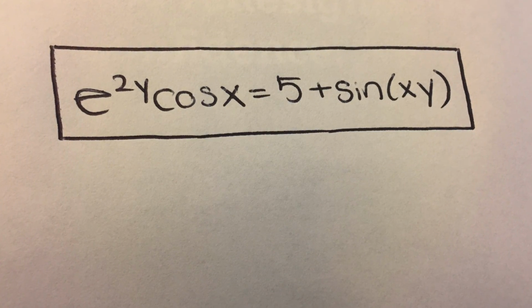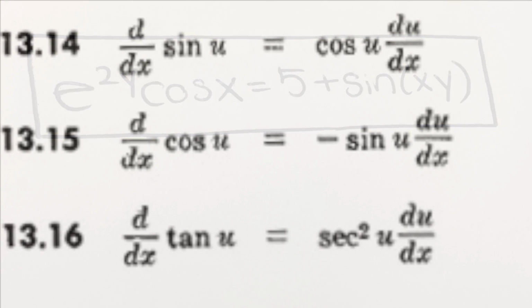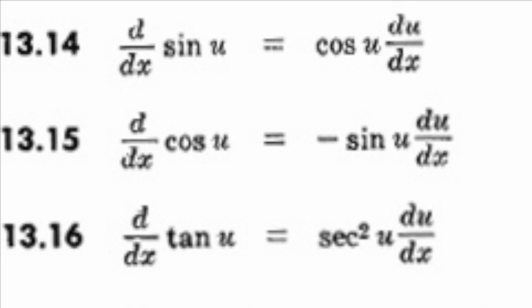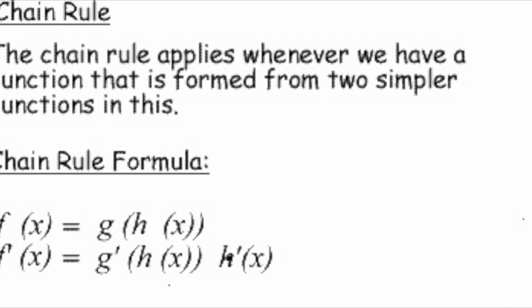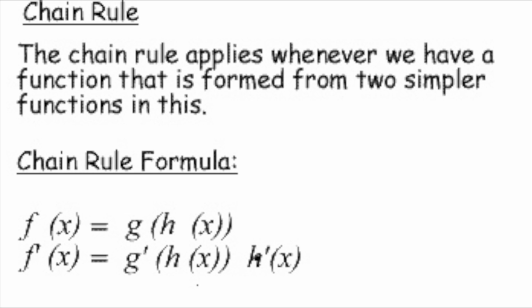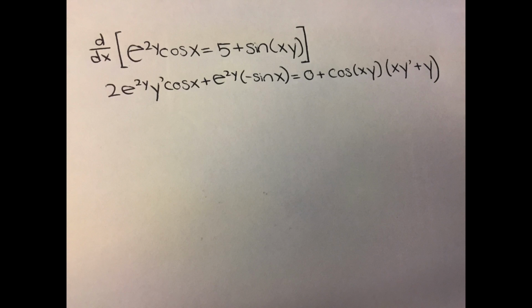Let's do another example, but this time involving trigonometric functions. Let's say e to the power of 2y times cosine x equals 5 plus sine of xy. For this problem, you need to be able to take the derivative of sine and cosine, as well as being able to use the chain rule and finding the derivative of e to the power of a function. To solve this problem, first differentiate each term. This step is probably the most difficult, so be careful and make sure you write out everything. It will end up becoming 2 times e to the power of 2y y prime cosine x plus e to the power of 2y times negative sine x equals 0 plus cosine of xy times xy prime plus y.